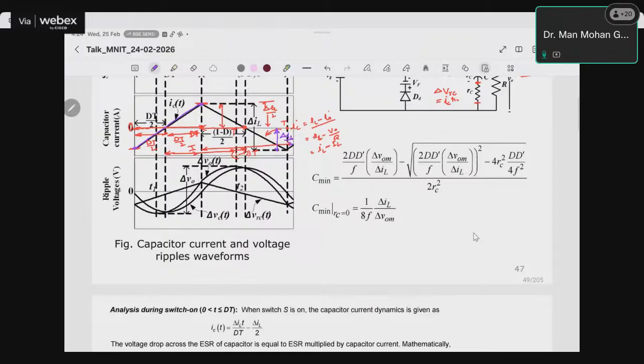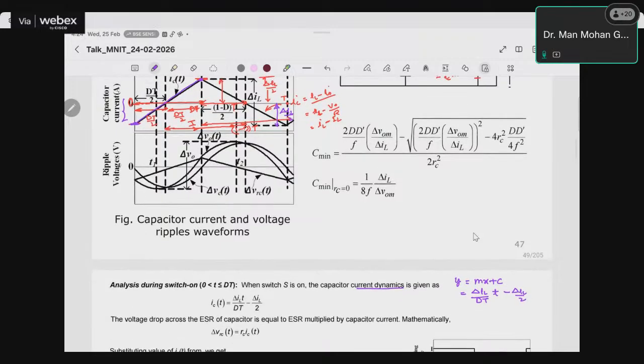So the capacitor current dynamics is given by IC is equal to del IL upon DT. So we just follow the equation y equal to mx plus c, right? Where m is the change in current from here to here, del IL. What is the time taken from here to here? That is DT, right? So m is del IL upon DT, x is t, and c is nothing but this value, which is minus del IL by 2. In this way we find this equation, right?